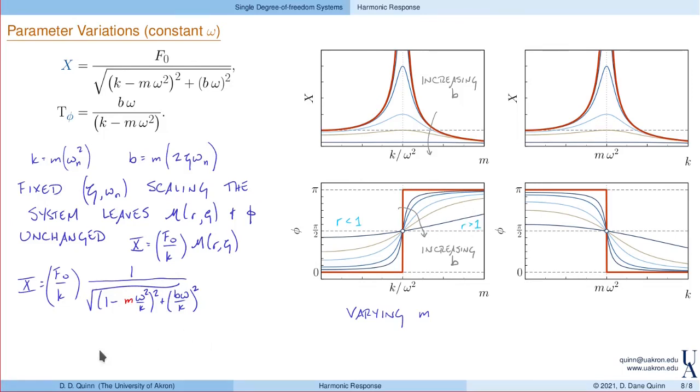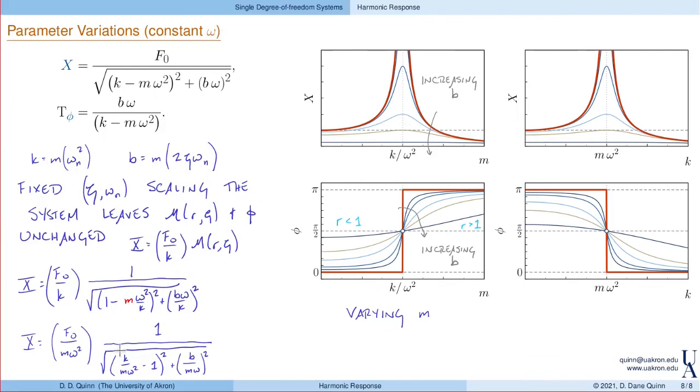When varying the stiffness K, we can do a similar thing. So we'll take this expression and actually factor out the m omega squared now. Right? So we end up with f naught, m omega squared, and then what's left is, well, here, k over m omega squared minus 1, quantity squared, plus b over m omega squared, and all that's over 1.